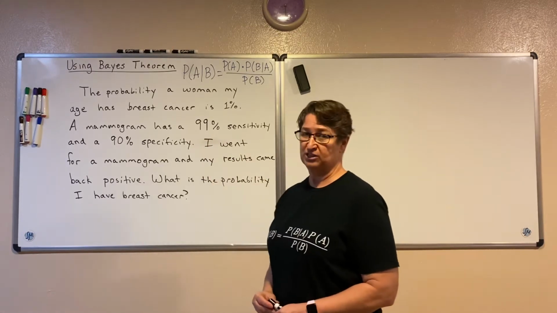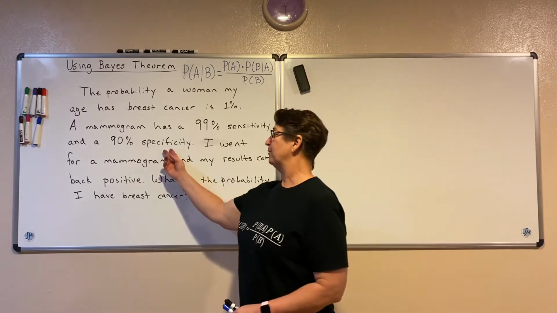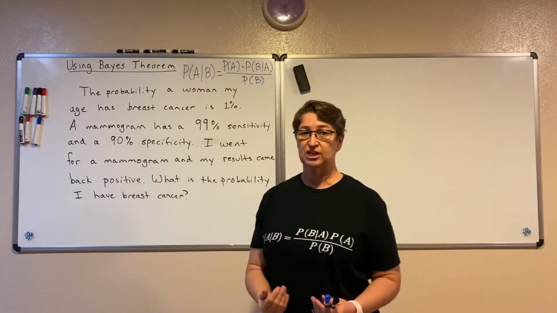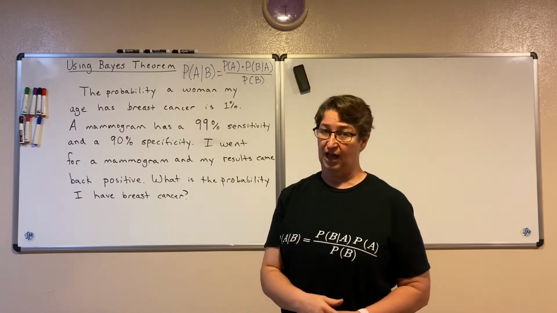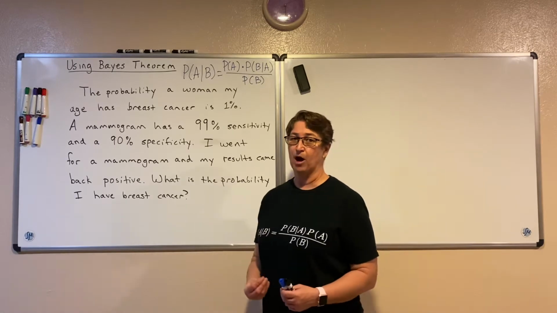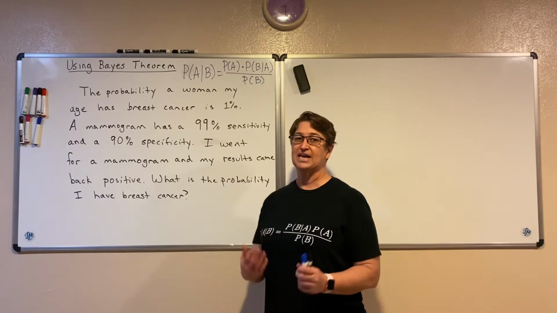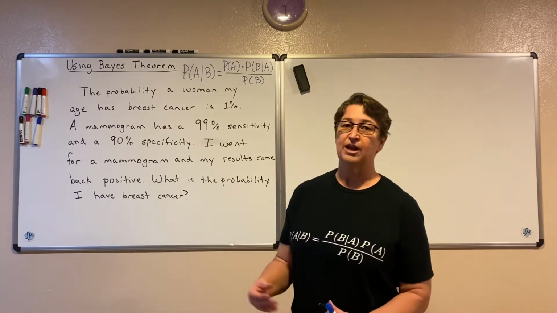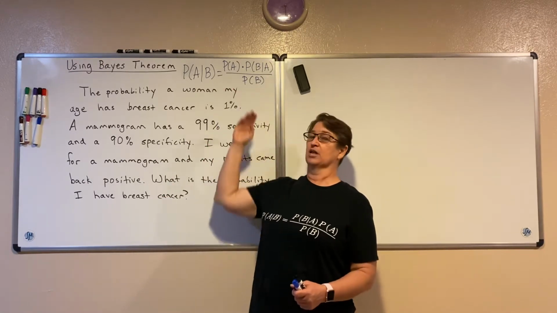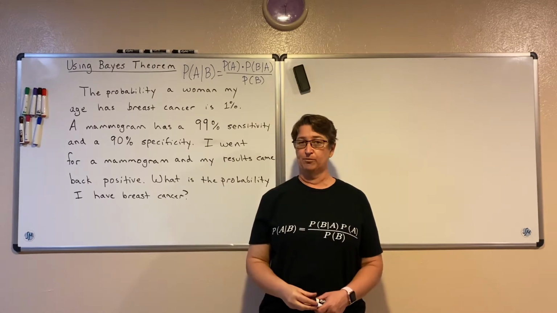And a 90% specificity. That means that if you don't have the disease, 90% of the time, you're going to get results back that say you don't have the disease. I went for a mammogram and my results came back positive. What's the probability I have breast cancer? Now, we could use the Bayes theorem or the Bayes formula to help us determine that probability.